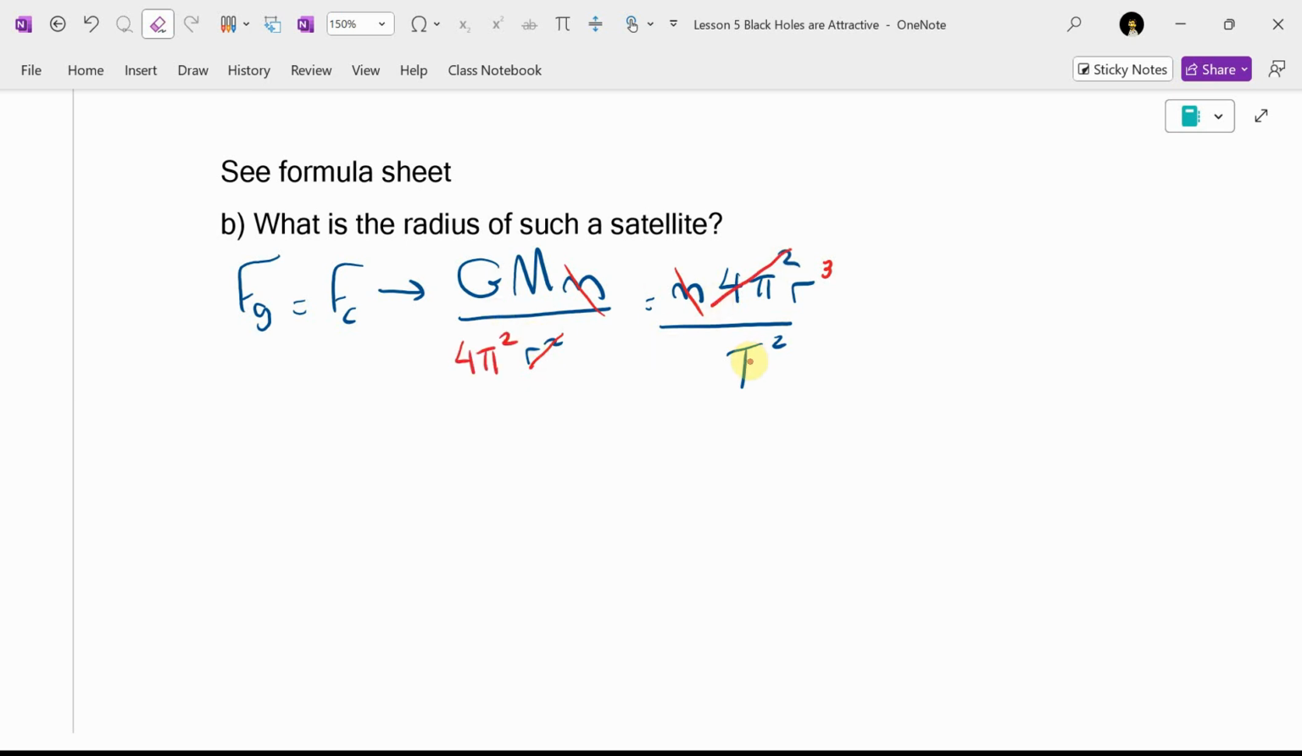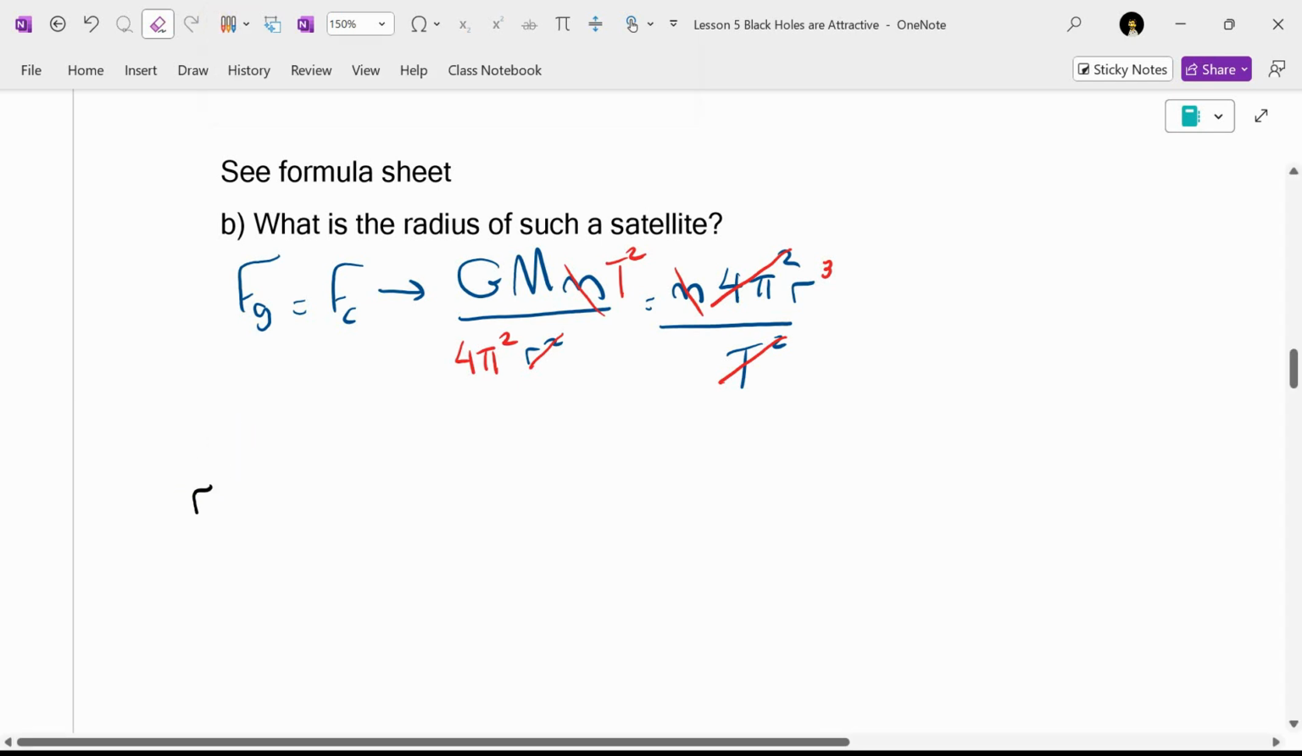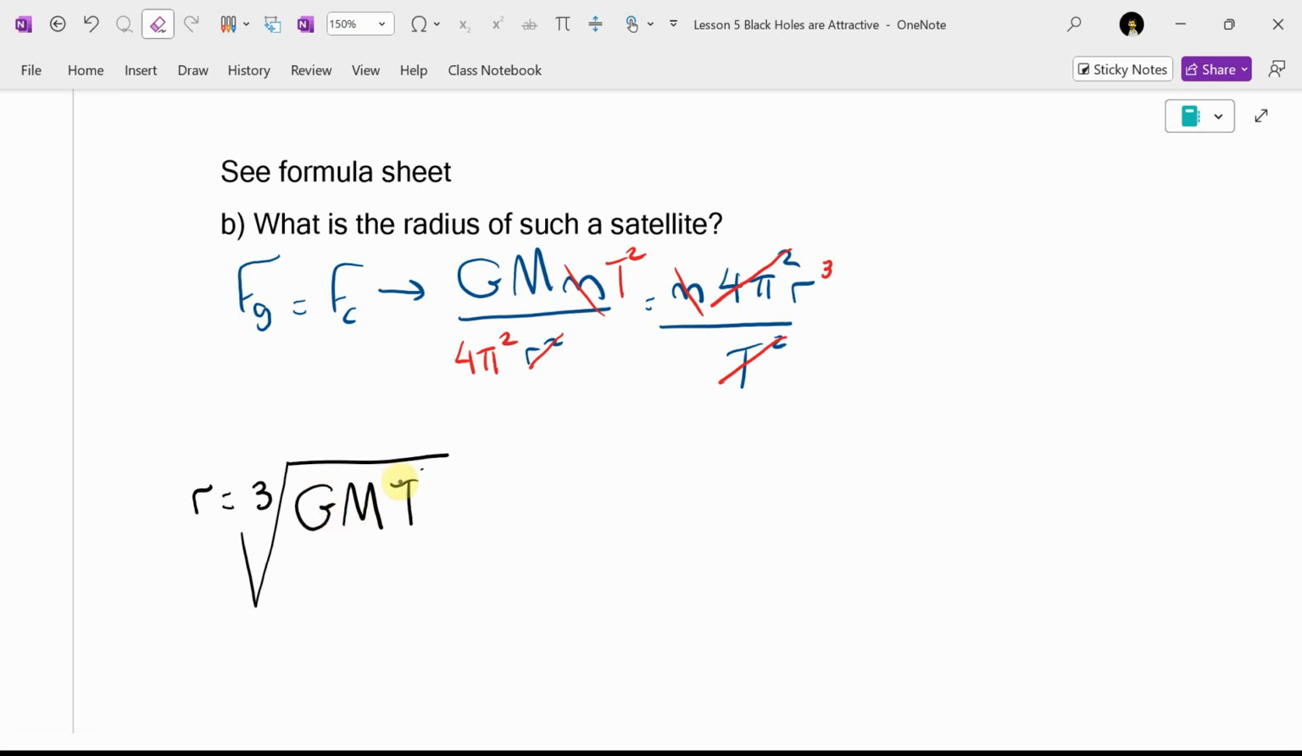I need to move the t squared over. How am I going to do that? Stuff moves diagonally, right? So times t squared, and that gives me an r cubed. Final question, folks: how to get rid of a cube, not a square root? Let's write this out because it's kind of messy. I'm going to write r equals the cube root of big G, big M, t squared over 4 pi squared.